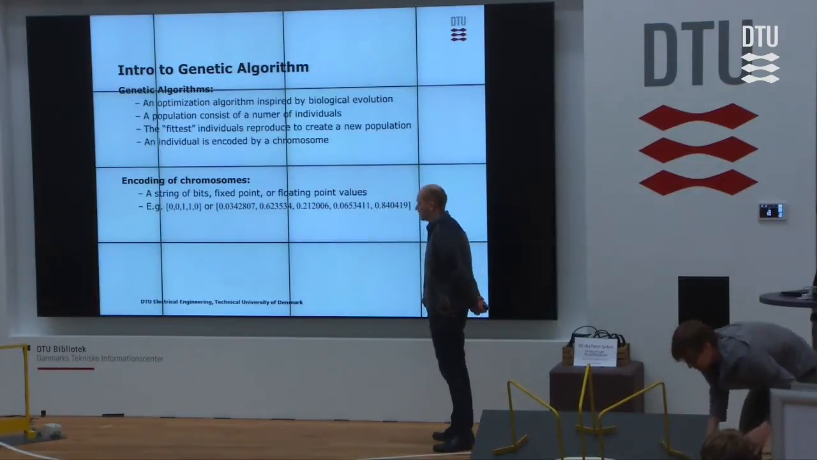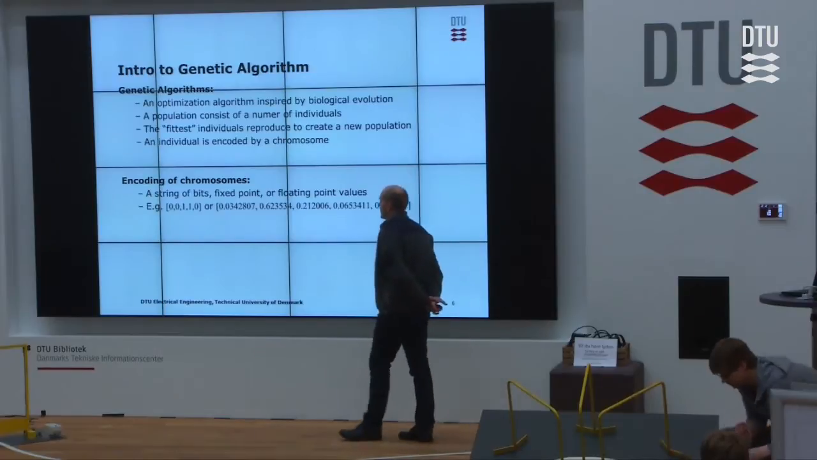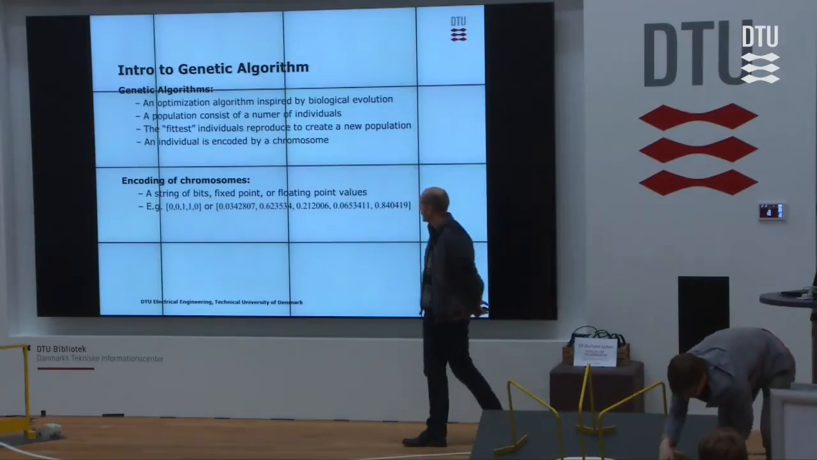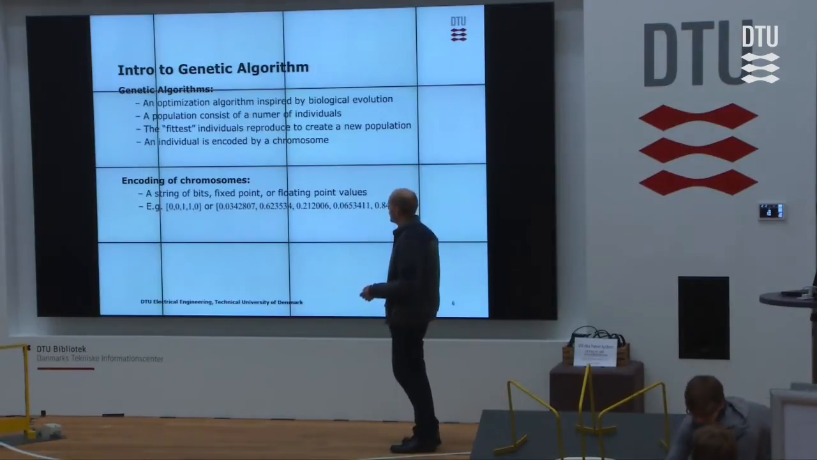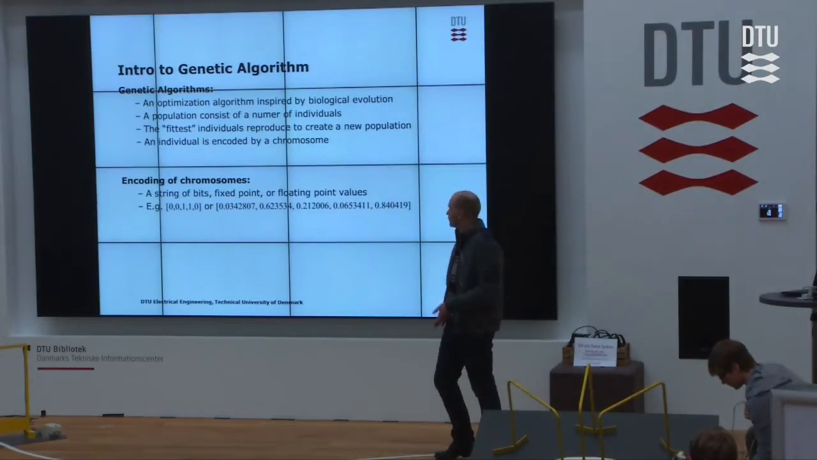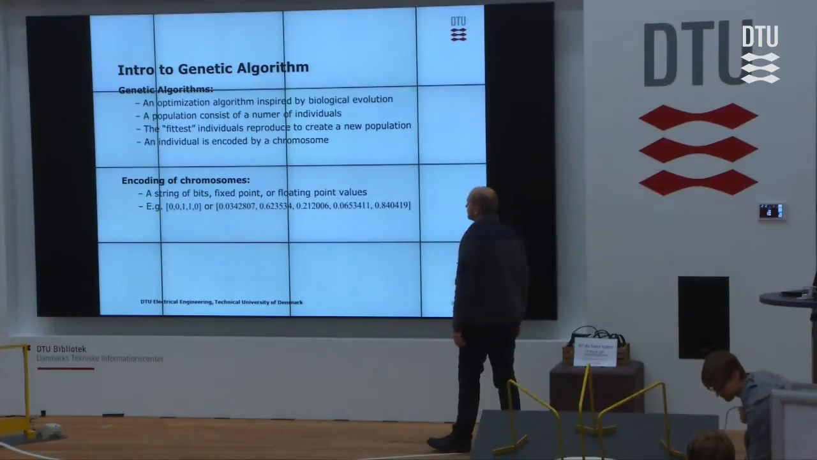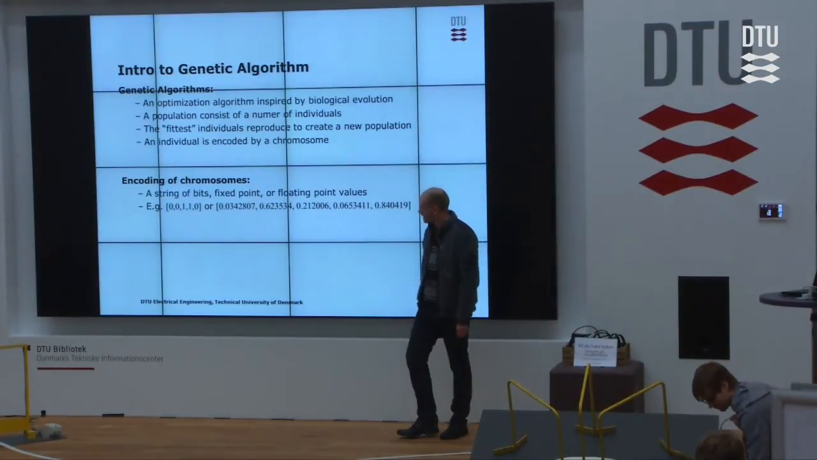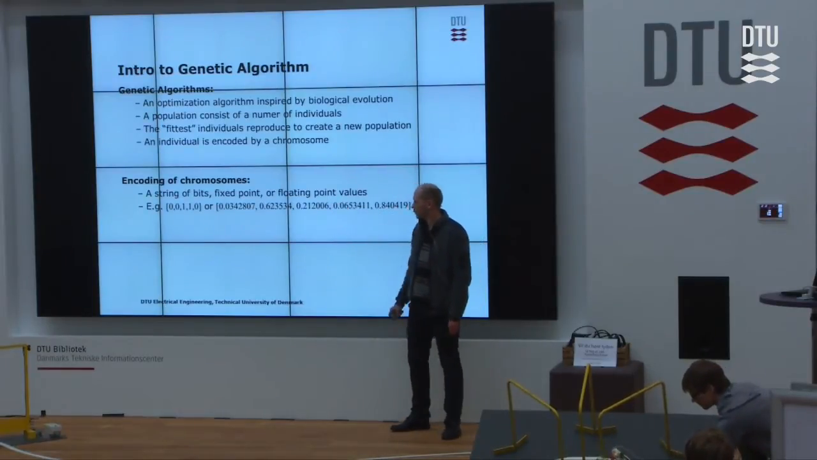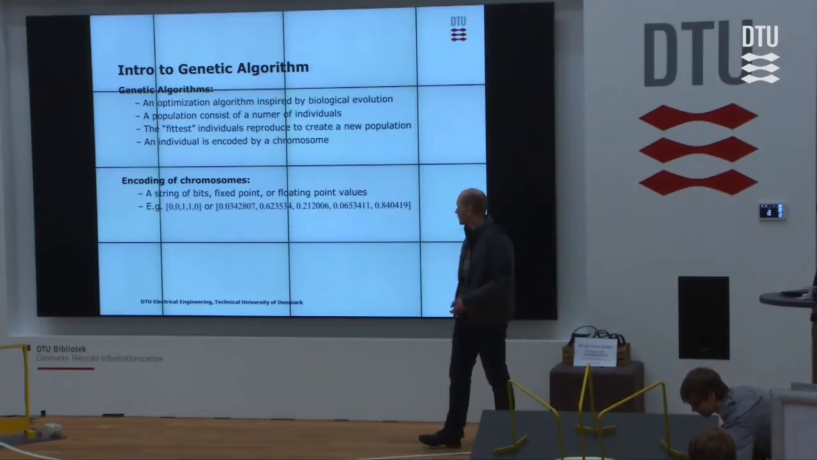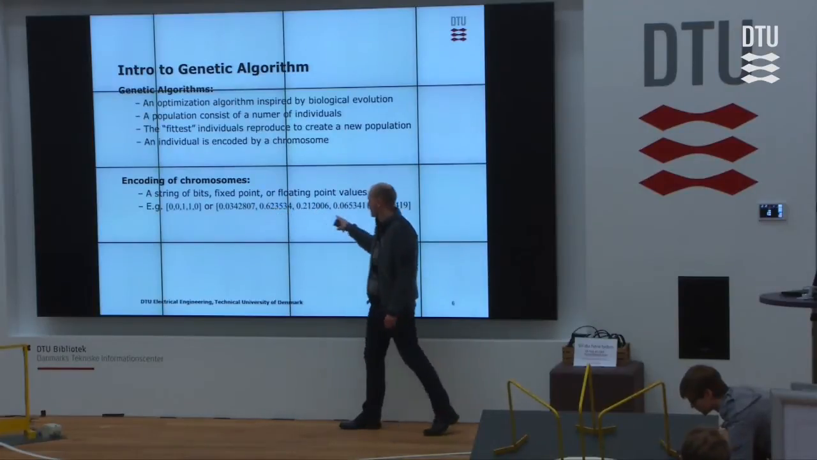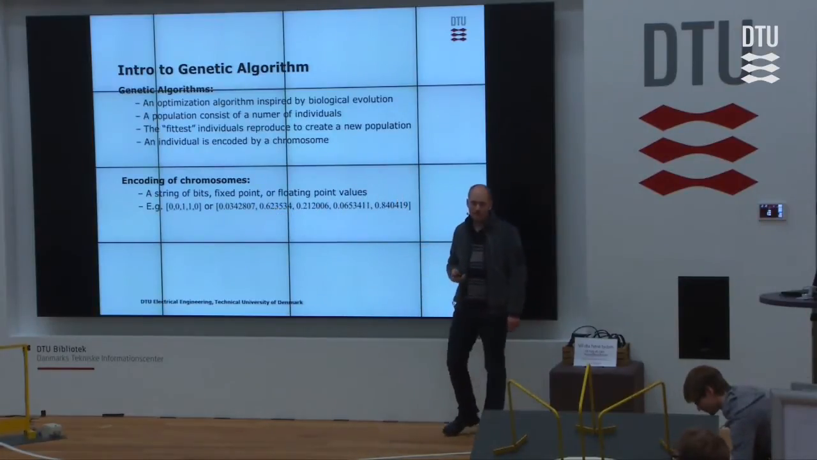So diving a little bit deeper, we can talk about a genetic algorithm, which is basically just an optimization algorithm inspired by biological evolution, where you have a population of individuals, and the fittest individuals are allowed to create the new population. Each of the individual robots is encoded as a chromosome, and that chromosome could be, for example, a string of bits inside the computer, fixed-point values, or floating-point values. So this might be a robot controller here, for example, an array of numbers.